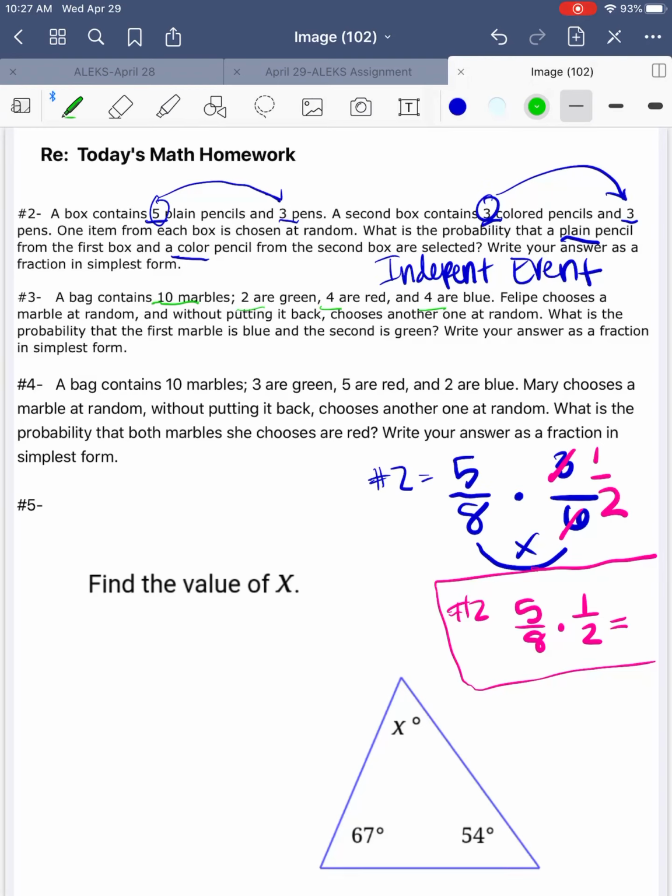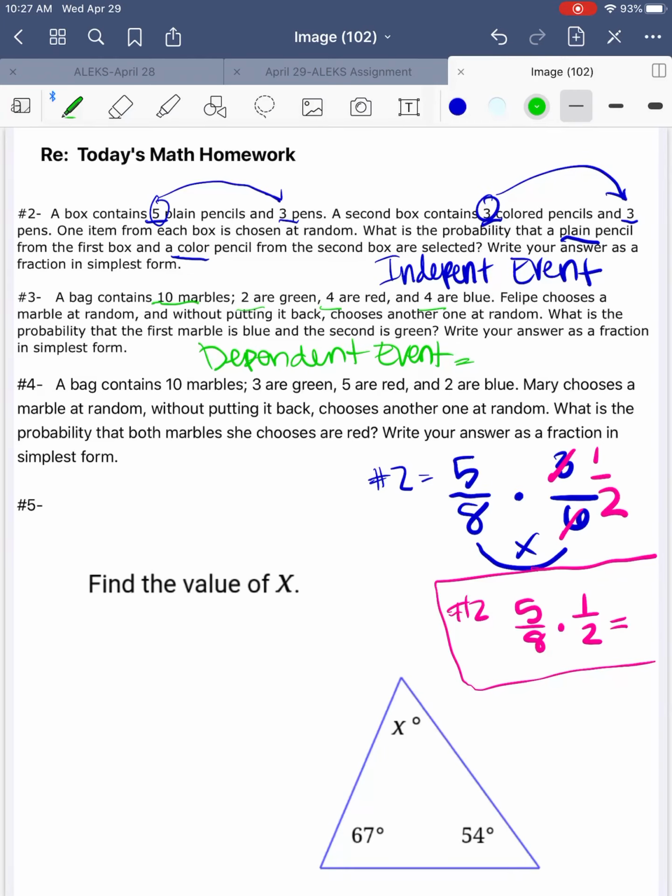So right there, that tells me that this is a dependent event because he did not put the marble back. So that means in the second fraction, 1 got taken away. What is the probability that the first marble is blue and the second is green? Write your answer as a fraction.